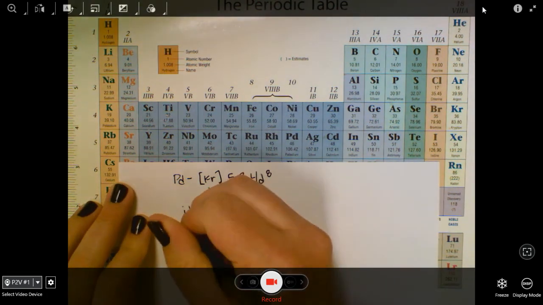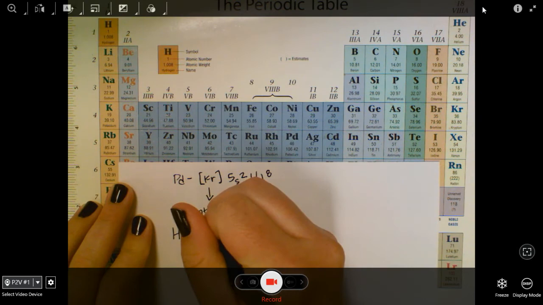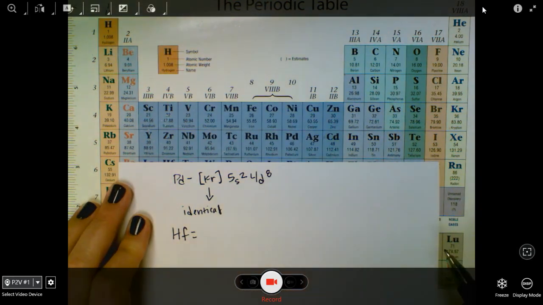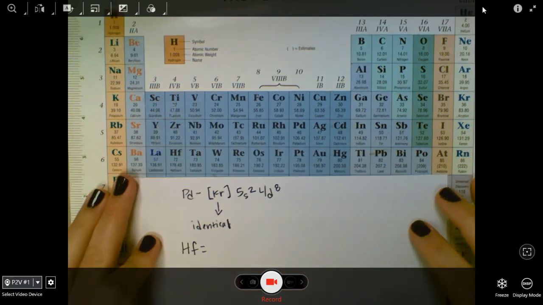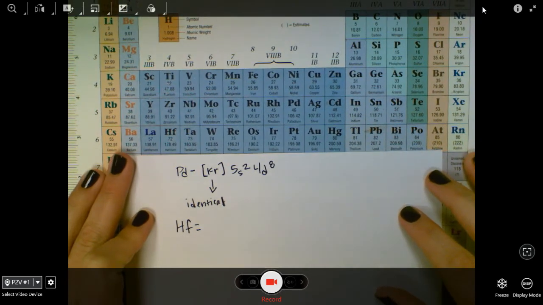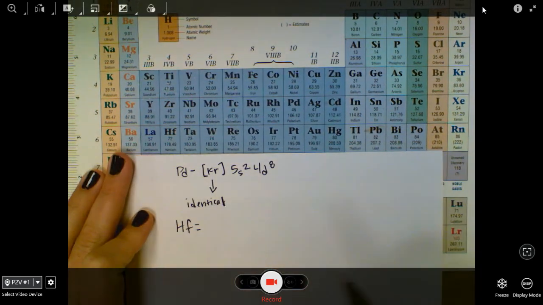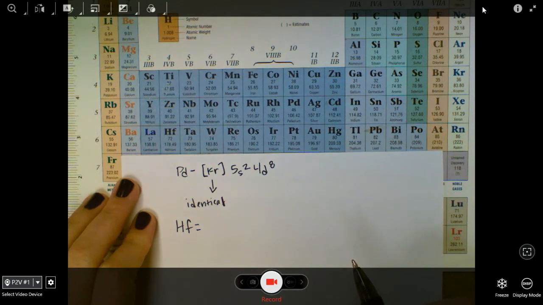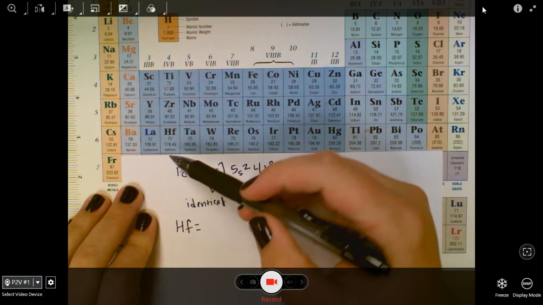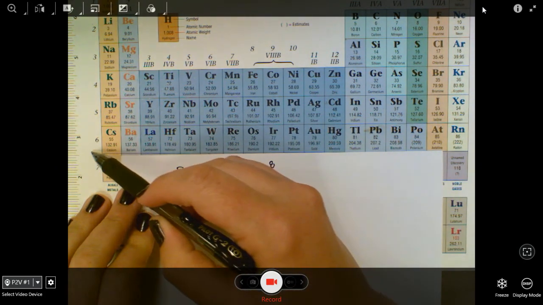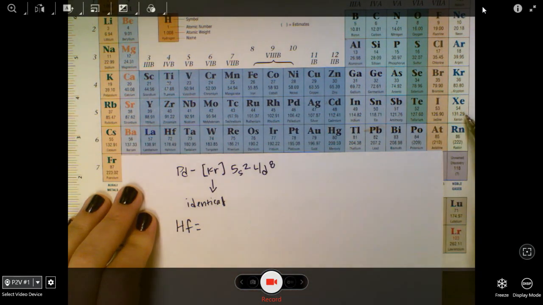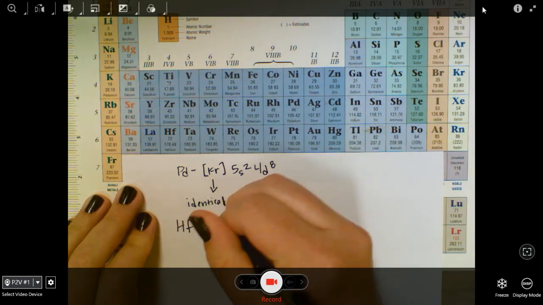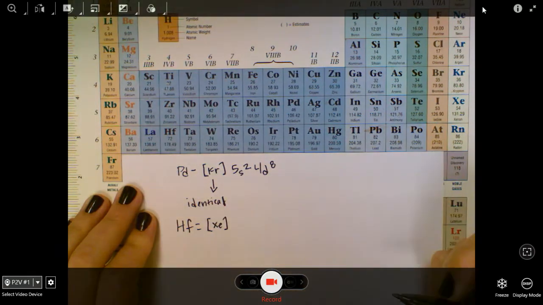All right, the last one is going to be hafnium, which is Hf. Now we're going to write this in shorthand notation because Hf is at the bottom of the periodic table. It's number 72 here. So, Hf, write it in shorthand. Back the truck up from hafnium to its noble gas neighbor, and that is going to be xenon. So in brackets, I'm going to write [Xe].